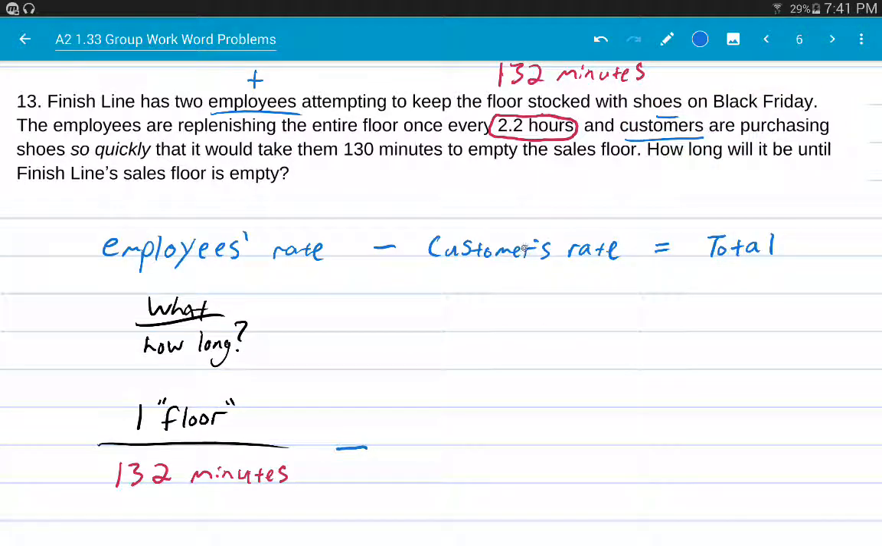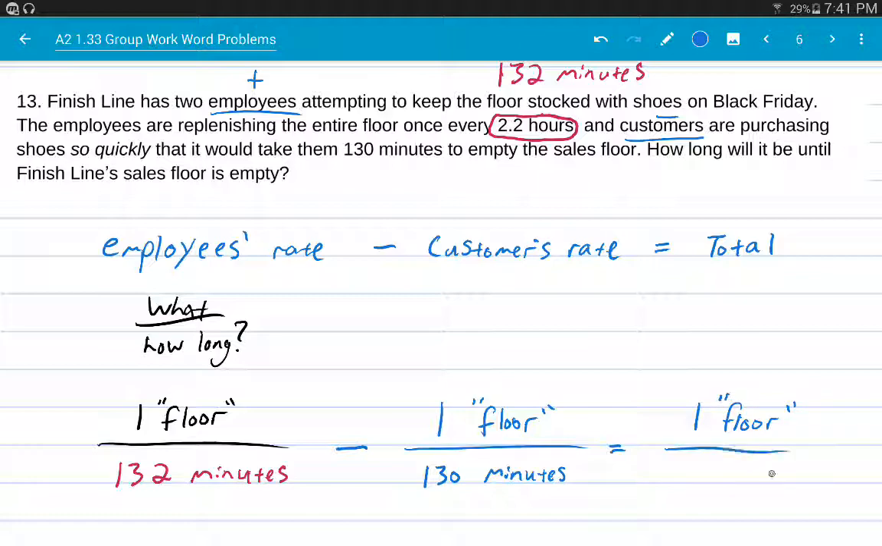My customers, what are they doing? The customers are emptying. What are they emptying? Well, they're emptying one floor as well. My numerators and denominators should always be the same units anyway. Over how long does it take them? It says 130 minutes. Equals the total. Together, combining their efforts, working against each other, we could do one floor in how many minutes? I don't know. We'll call that X.